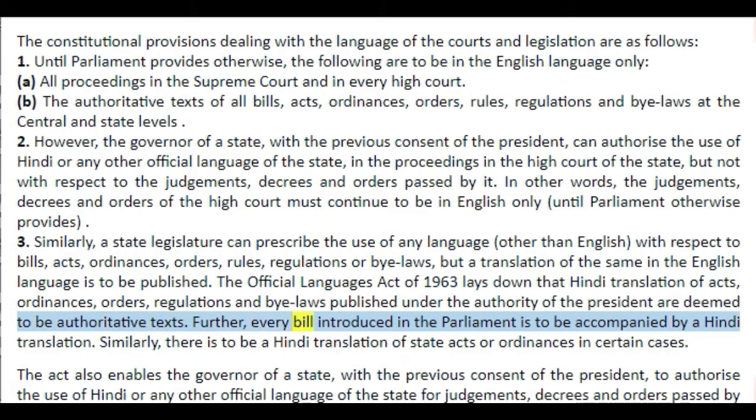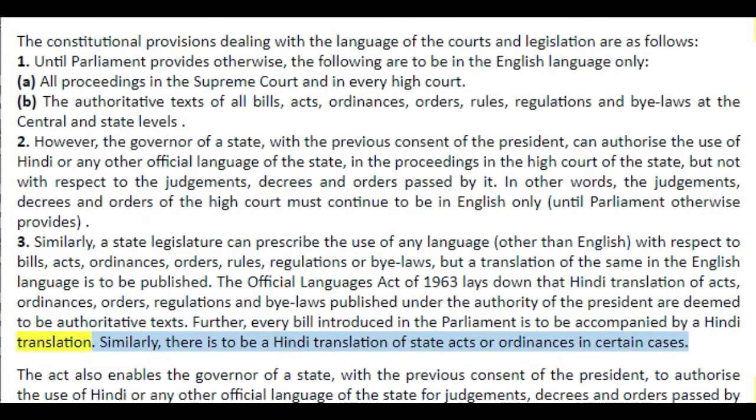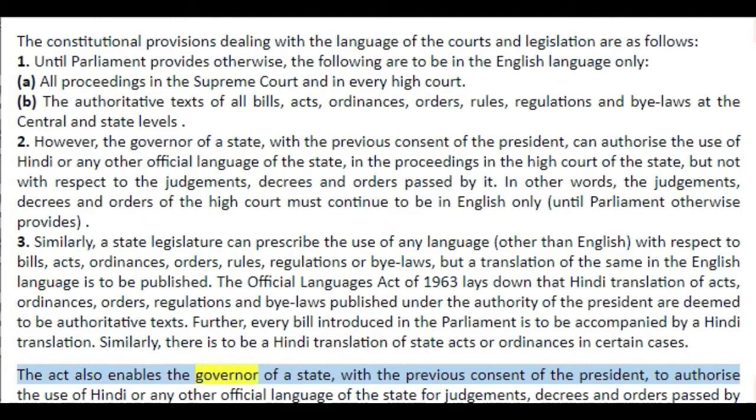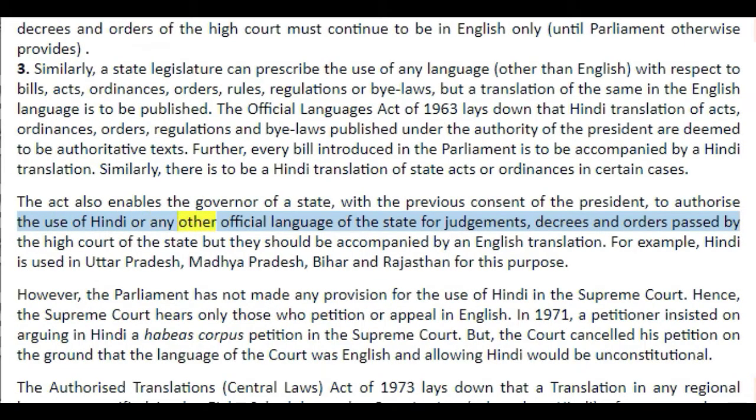Further, every bill introduced in the Parliament is to be accompanied by a Hindi translation. Similarly, there is to be a Hindi translation of state acts or ordinances in certain cases. The Act also enables the governor of a state, with the previous consent of the President, to authorize the use of Hindi or any other official language of the state for judgments, decrees and orders passed by the High Court of the state, but they should be accompanied by an English translation.